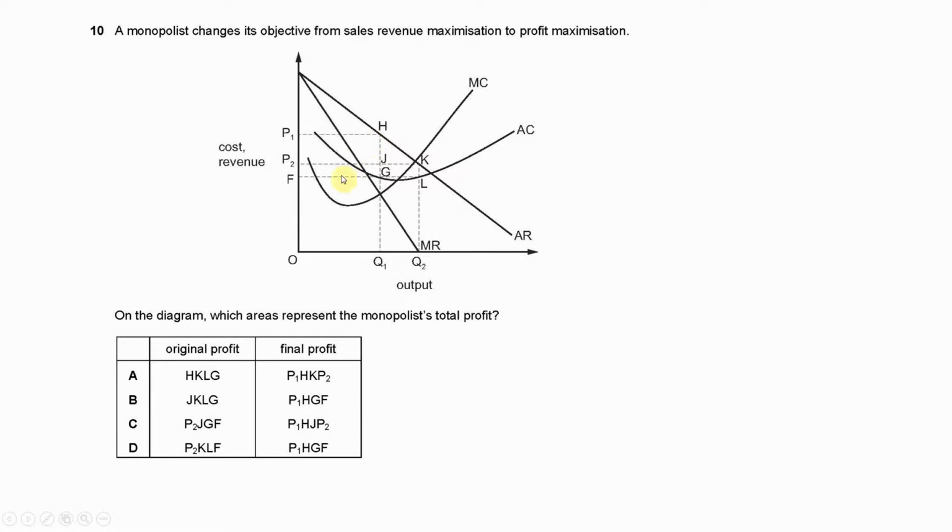So with that information, I think you could find the area. So the area of the profit here is P1HJ, Q2 at Q1. And the area of the profit here is P2KLF. So I think that's enough information for you to solve this. I want you to solve this on your own.